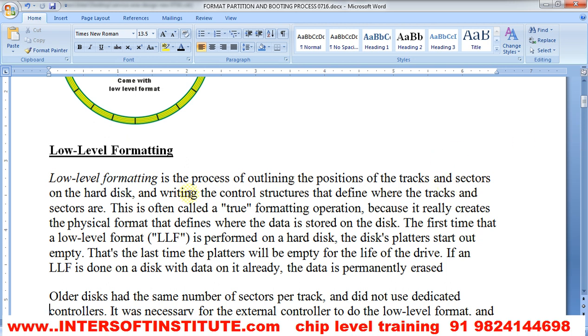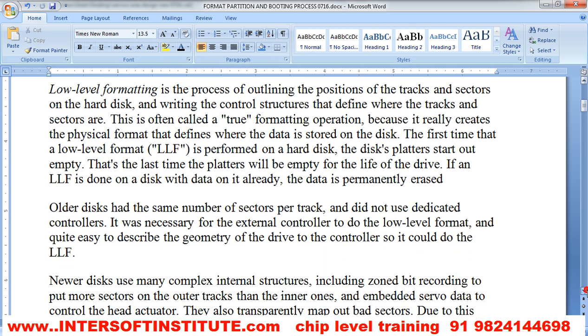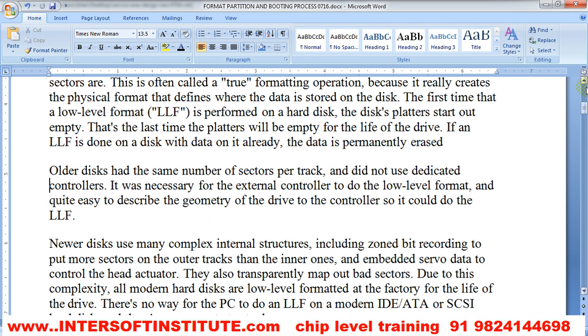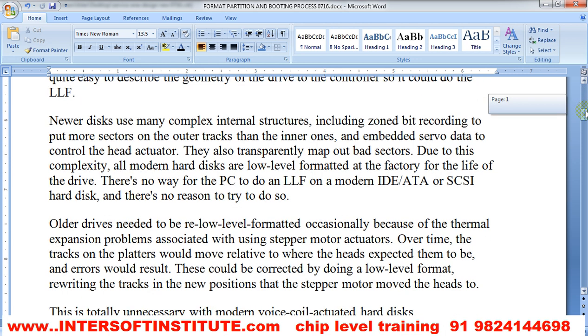It determines the position of the tracks and sectors on the hard disk and writes the control structure that defines where the tracks and sectors are. This is often called the true formatting operation. Or if you have some problems in the sectors, you can do a 0 fill. Don't do the low level format. You can fill the 0, that is easy. This is your low level format. In this low level format, it will delete all the records and everything.